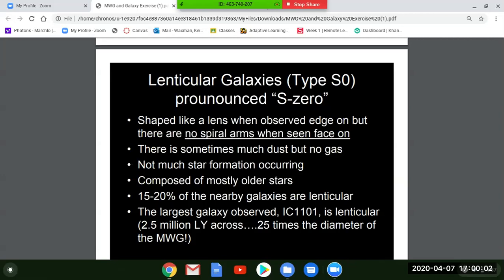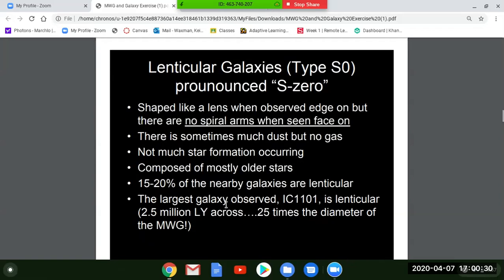We think that lenticular galaxies come from spirals over time, when enough stars form from the gas and dust, and there's not as much gas and dust anymore, and they lose their spiral structure. So we think this is an evolutionary process from spirals eventually to barred spirals, and maybe eventually the barred spirals become lenticulars. And the biggest galaxy ever seen is 25 times the diameter of the Milky Way galaxy. It's a lenticular. You do not have to know that.